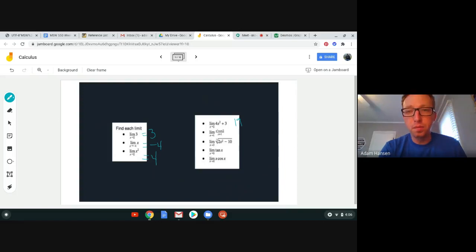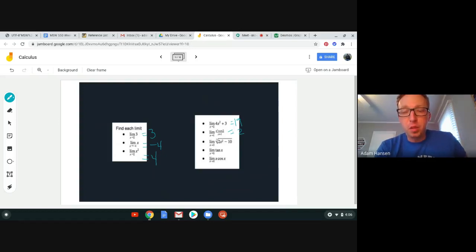Plug in 1. 1 squared plus 1 plus 2 is 4, divided by 1 plus 1 is 2. 4 divided by 2 is 2. The limit as x approaches 3 of the cube root of 2x squared minus 10.